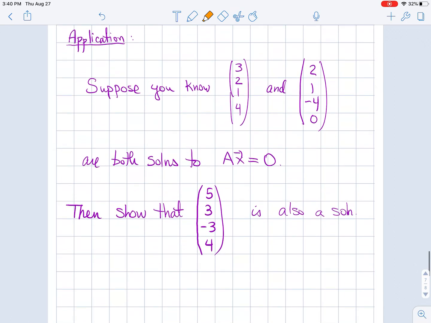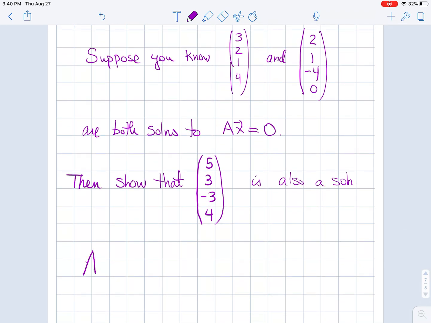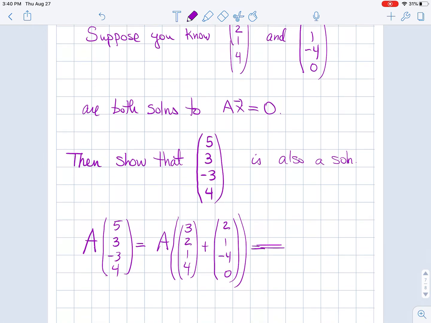Okay. So the relation I see is that it's the sum of those two vectors. And so what I can say is, what happens if I multiply A times this vector, 5, 3, negative 3, 4? Well, that happens to be the sum of these two vectors. So that's A times that vector plus this other vector. And now I know by the properties of matrices that should be A times that first vector plus A times that second vector.